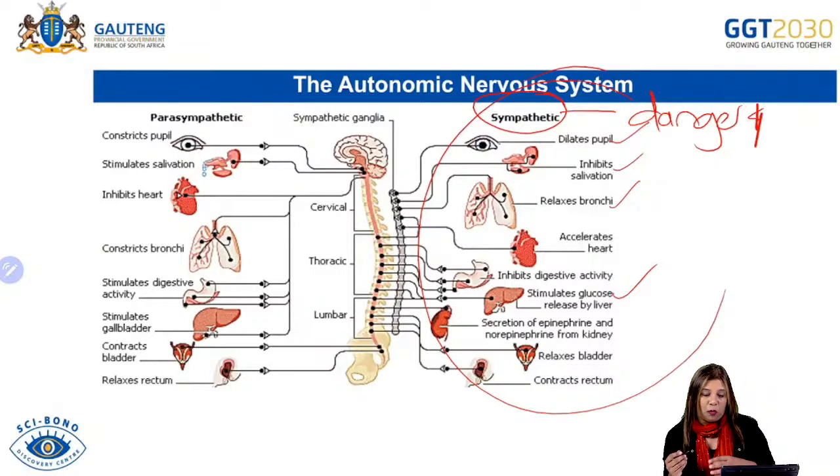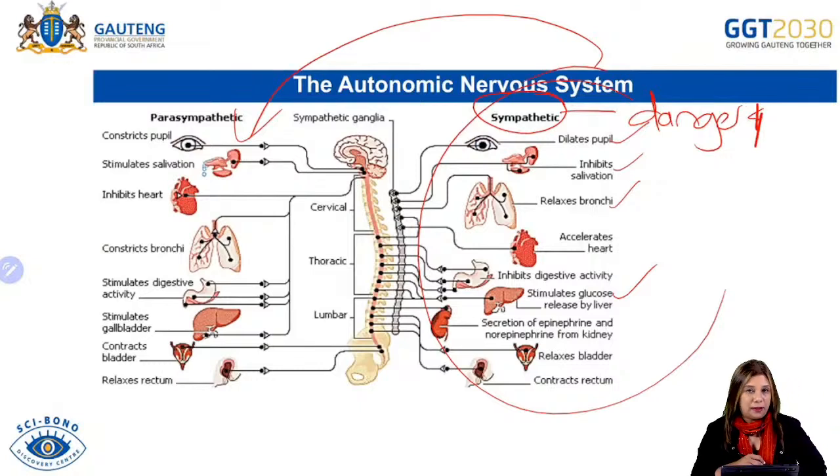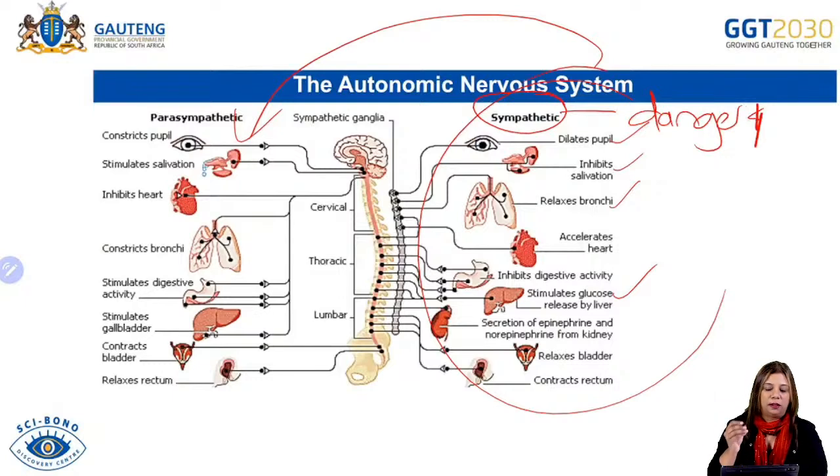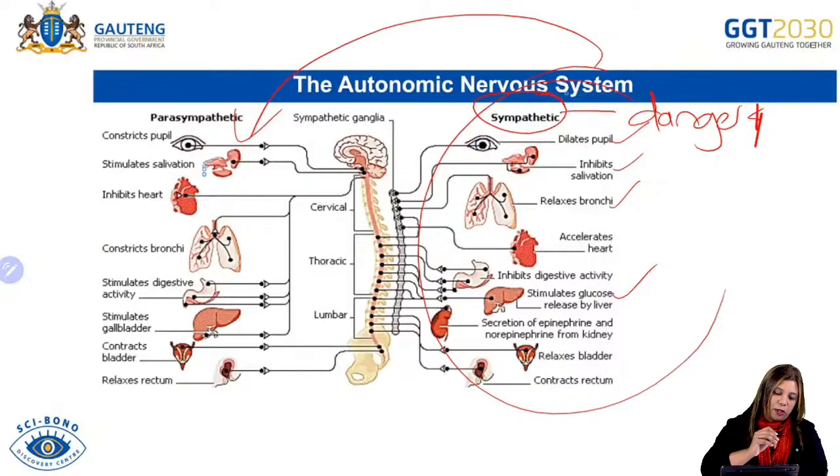So that's where you have the parasympathetic system. This balances, this causes your body to go back to normal after this emergency situation. And it does the opposite. While the one causes your body to be protected through these actions, the other one causes your body to slow down: it constricts the pupils, stimulates saliva, inhibits the heart rate, stimulates digestive activity, all of those things.